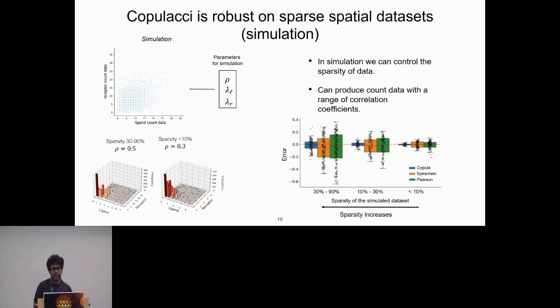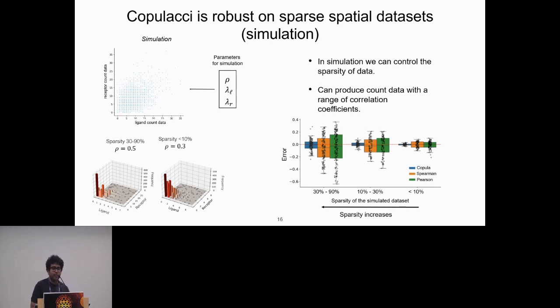So for example, here the x-axis tells us the percentage of zeros. And what we try to show here is that when you have enough data, the correlation coefficients agree with each other. But when the data is sparse, sometimes it's problematic for existing correlation coefficient methods that are very well used and well known. They are not that applicable for sparse data sets.